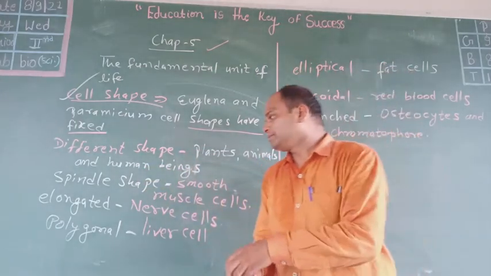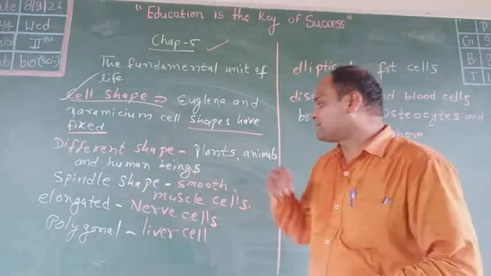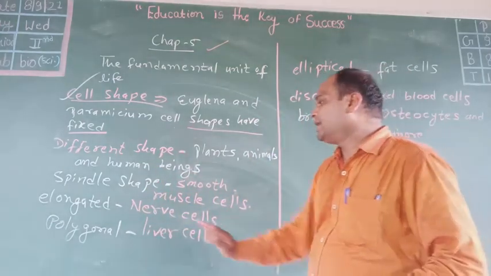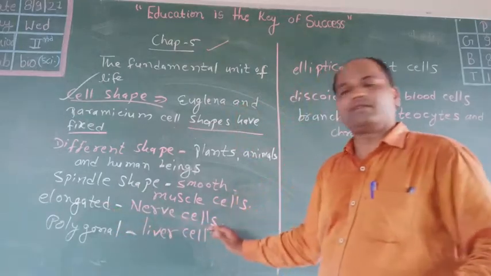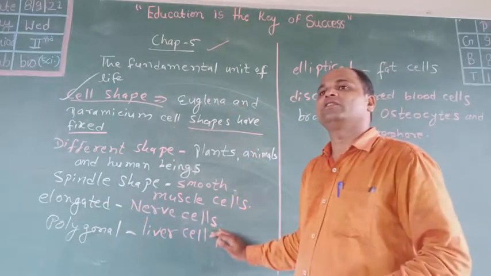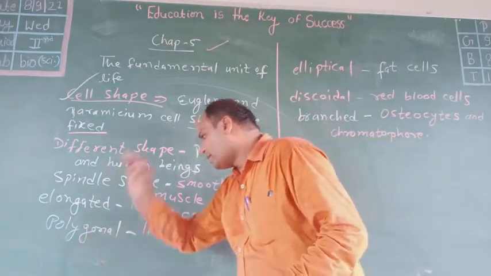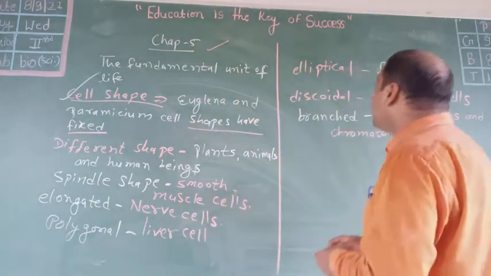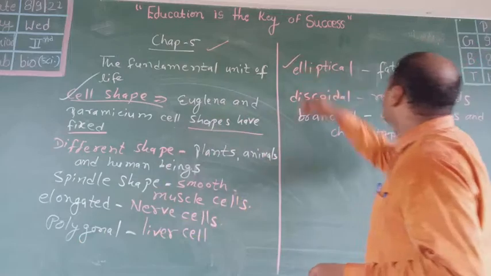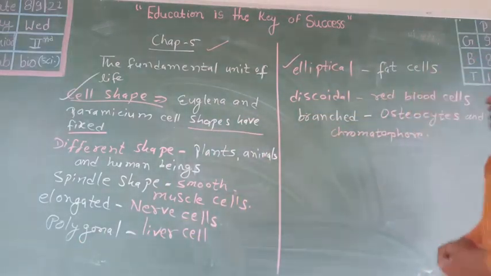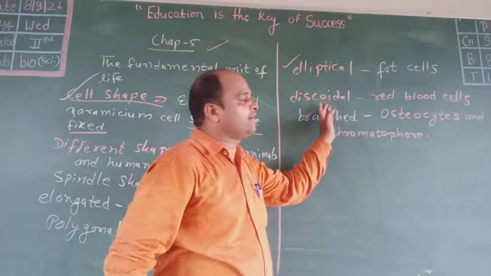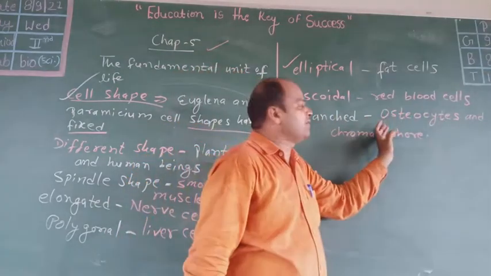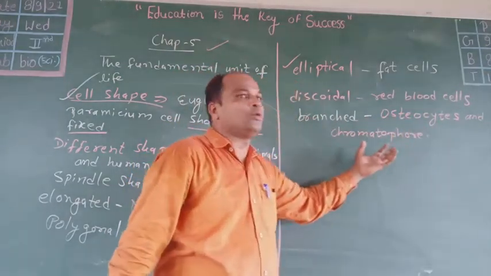The spindle shape is found in smooth muscle cells. An elongated shape is found in nerve cells. Is that clear to all of you? Yes, sir. A polygonal shape is found in liver cells. An elliptical shape is found in fat cells. A discoidal shape is found in red blood cells. A branched shape is found in osteocytes and chromatophores.